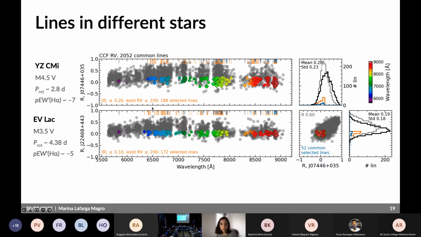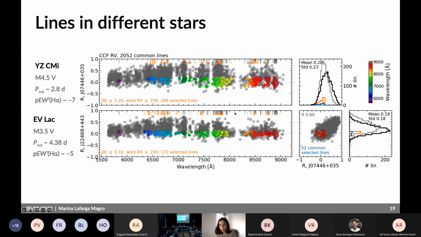And I wanted to highlight that here I'm just showing the correlation coefficient of the lines as a function of the wavelength for the two stars. So we did that for each star individually. And here I'm comparing in color, we have a data set of inactive lines for each of the two stars. Again, we did that separately for each star. And then the diamonds that I hope you can see here are the lines that we selected to be inactive in each star that are common in the two stars.